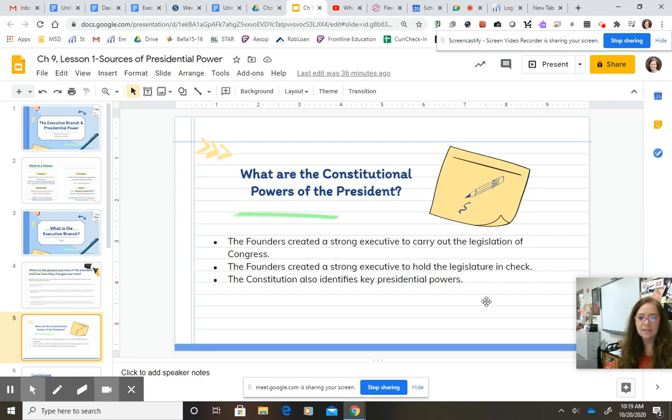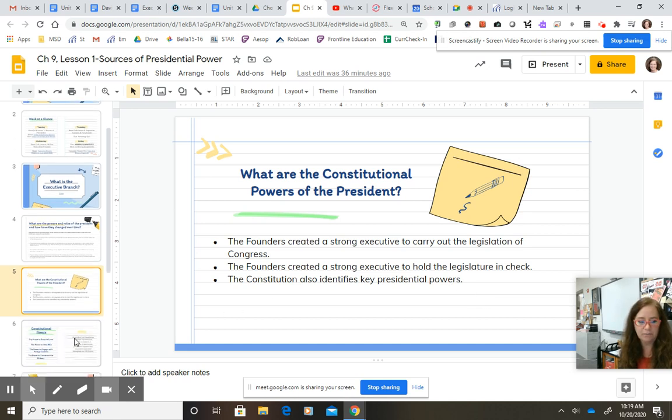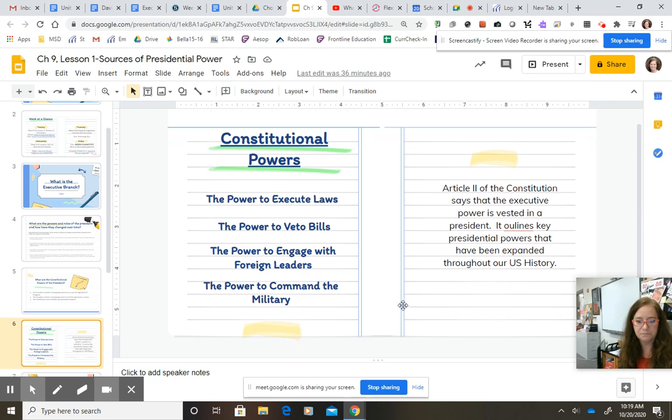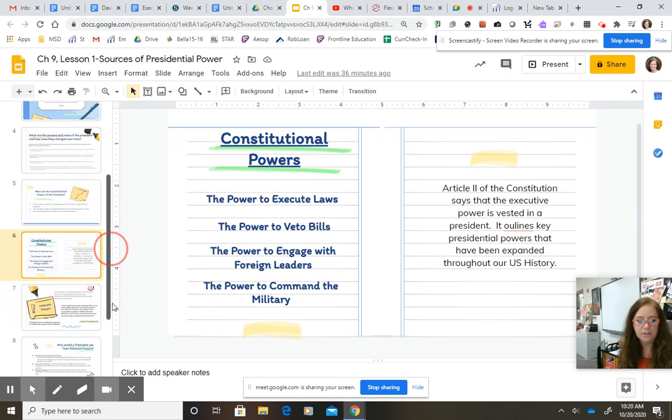All right. So what are the constitutional powers of the president? Basically, the founders of our nation wanted a strong executive. They did want it to have checks because they didn't want them to become a king. But they also wanted a strong executive branch that could keep our legislative branch in check. So they, in the Constitution, identified some key presidential powers, and we're gonna get to that right here, and then on the next slide too.